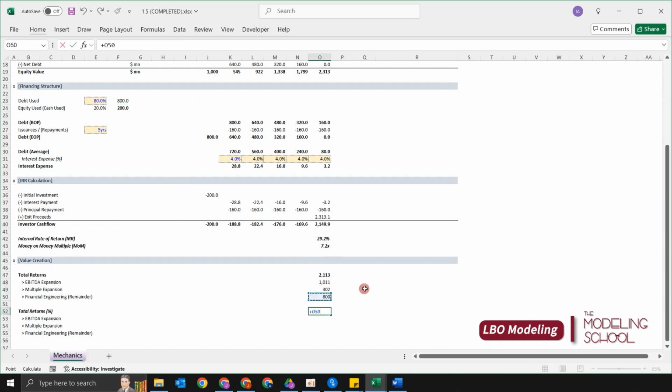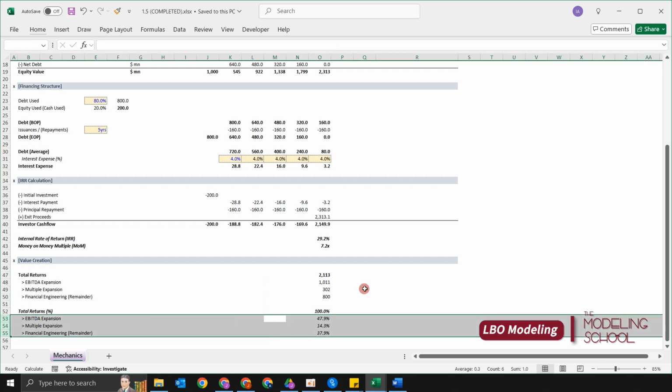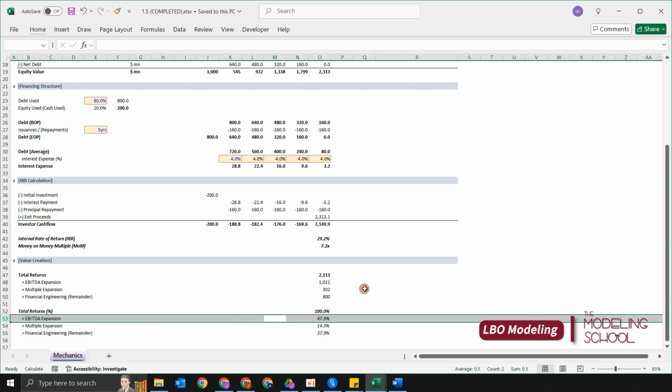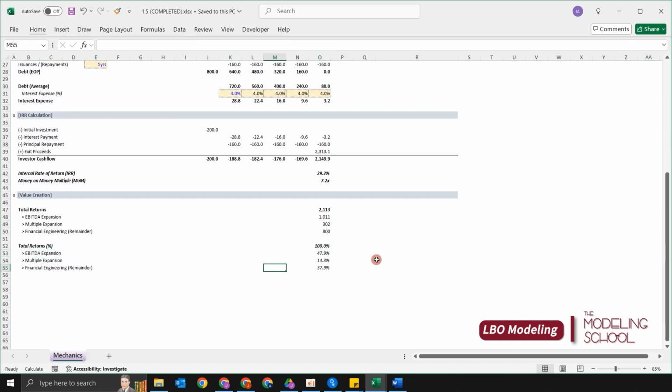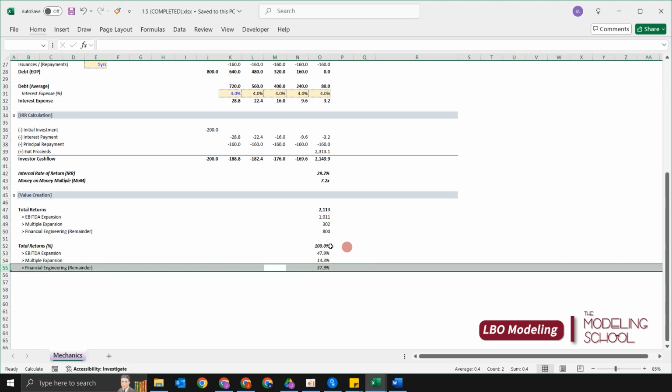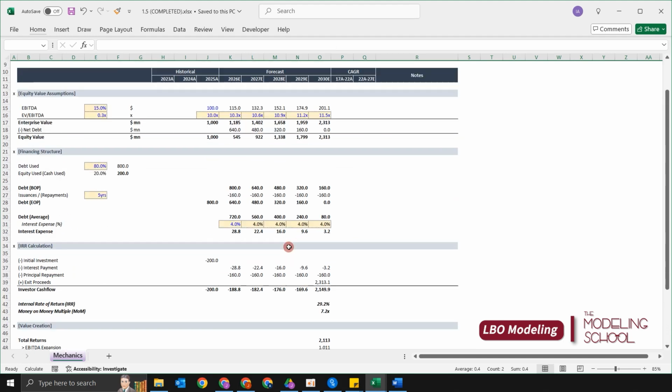In terms of percentage, F4, we're going to anchor the denominator. And we can now clearly see that almost 50% of the total returns came from EBITDA expansion, and around 15% and 35% came from multiple expansions and financial engineering.